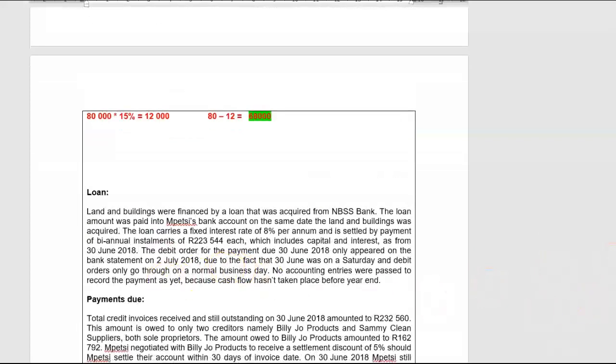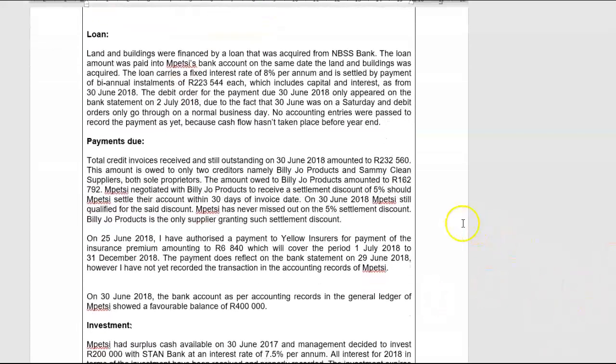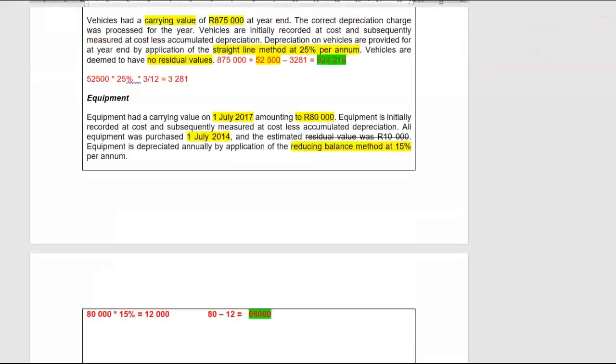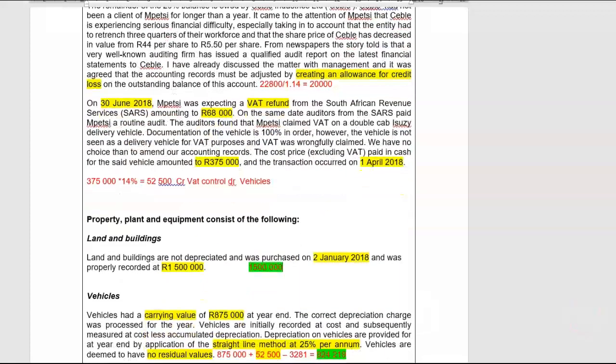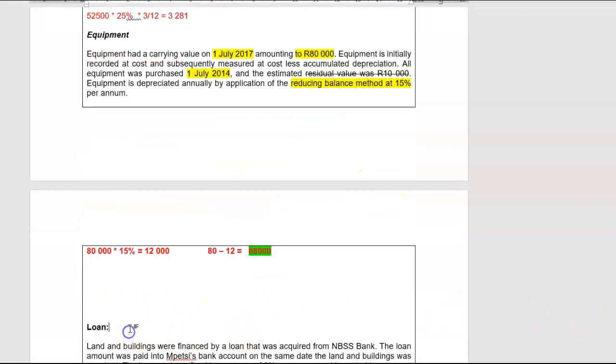The loan. Now they tell me the loan. Land and buildings were financed by a loan that was acquired by Mpetsi Bank. The loan amount was paid into Mpetsi Bank account on the same date that land and buildings was acquired. Now, here they've told us that date was 2 January 2018. Very important. So 2 January 2018. And that is our current financial year halfway through.